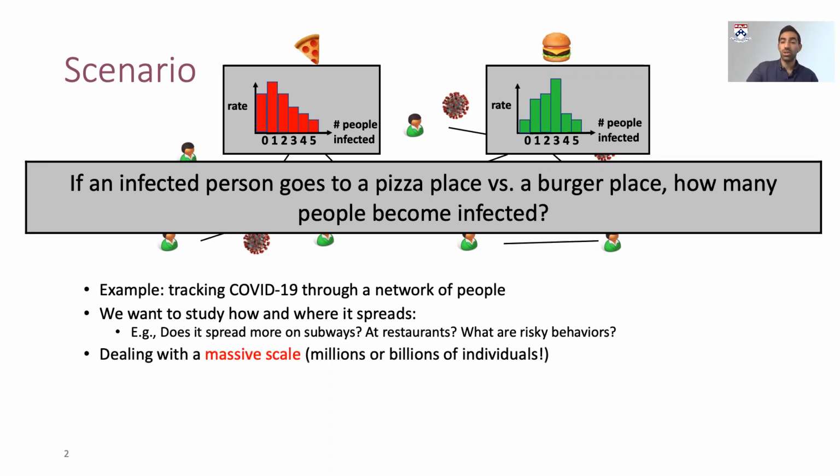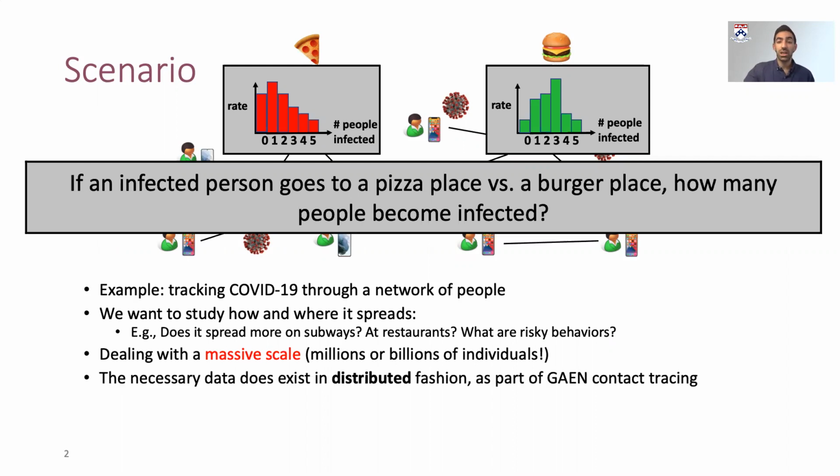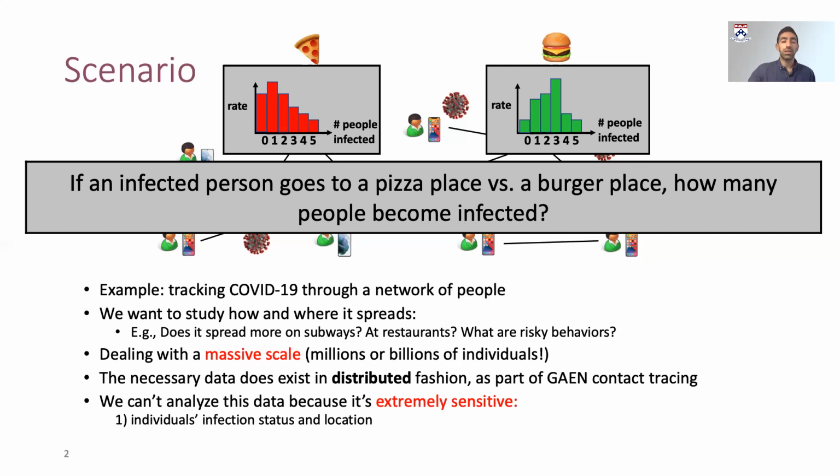Now, answering this kind of question is hard to do in controlled studies, even at very small scales. And in this case, we're actually dealing with a massive scale. However, one good thing about that is that all of the necessary data happens to already be on our phones, as part of efforts like Google and Apple's exposure notification system. Now, these contact tracing systems are designed to notify people when they may have come in contact with an infection. However, analyzing this in any sort of central way is extremely difficult because this is very sensitive data. It not only contains things about health and location, but also might reveal information about our connections to others.